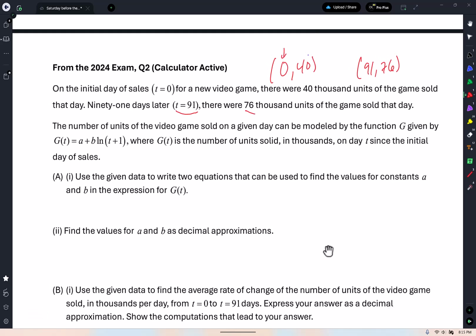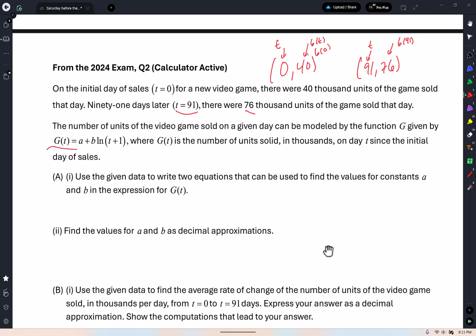Remember, this is your t, your time, and this is how many games have been sold. So that's your g, g of t, I guess, if you want to call it that. G of 0 actually is the better term because that's the output when the time is 0. So this is your t, and this is g of 91. All right, so here we go.